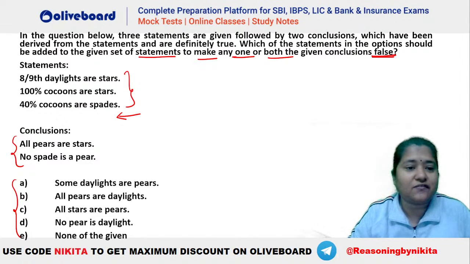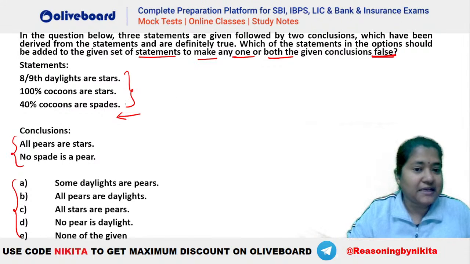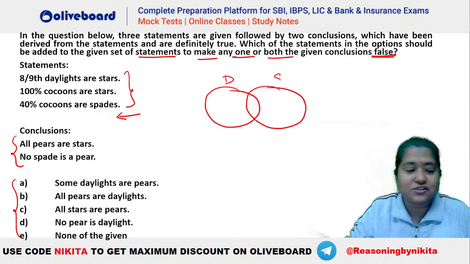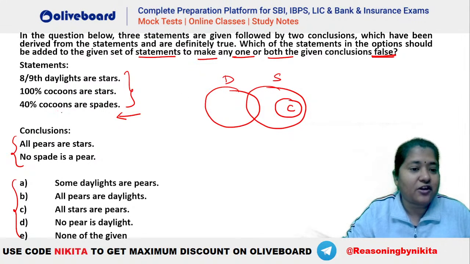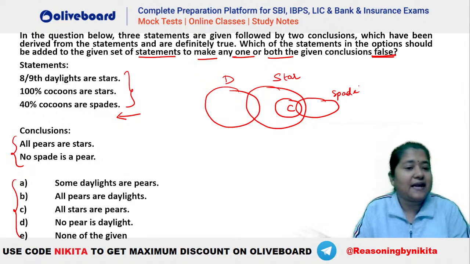So 8/9 of the daylights are stars. What is the meaning here? So that means we have some daylights are stars. Let's say this is your daylight, this is your star, right? Then we have 100% cocoons are stars. That means all cocoons are stars. So this will be the diagram. Then we have 40% cocoons are spade. So this was your star. So 40% cocoons are spade will be like this. Okay, so this is going to be the diagram here.